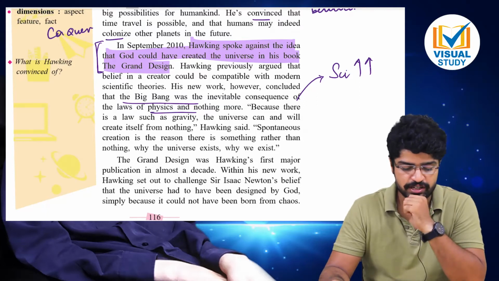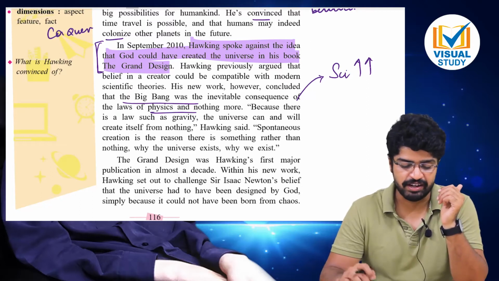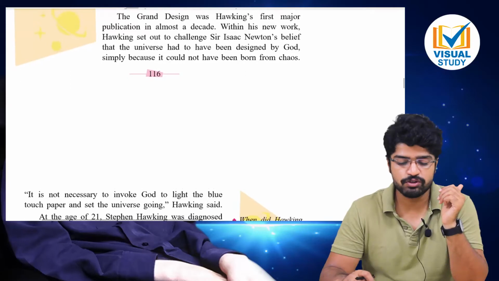Because there is a law such as gravity, the universe can and will create itself from nothing. Hawking said, spontaneous creation is the reason there is something rather than nothing. Why the universe exists, why we exist. The Grand Design was Hawking's first major publication in almost a decade.